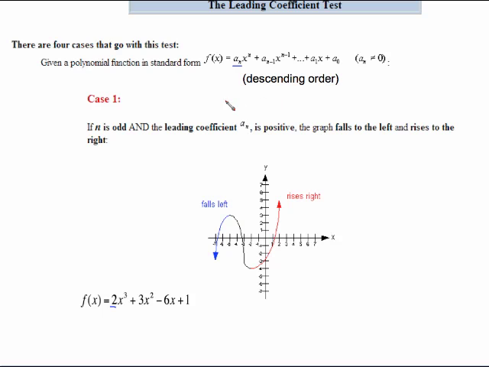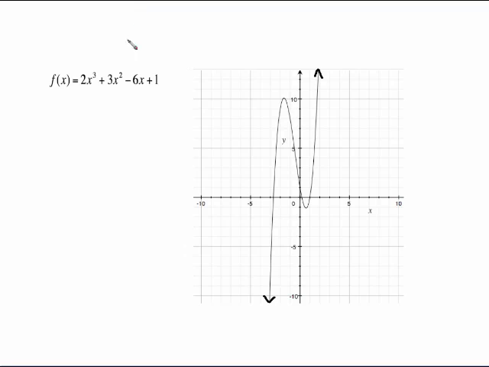So what we just looked at on the other page is the idea that if you have this power being odd and this coefficient being positive, it will fall left and rise right. So this right here is an example of that. And on this screen right here, I've got it graphed for you. Same function as the other page. And I've graphed it using a graphing utility. But notice it is falling left and it is rising to the right.